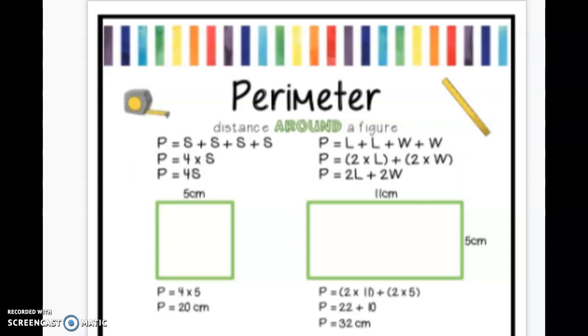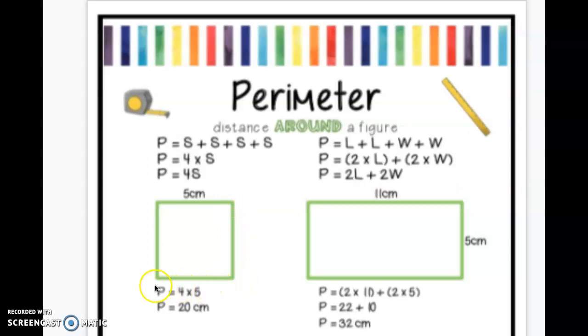Here I have an anchor chart that will be inside your lesson that you could refer to at any time, and it reminds us here that perimeter means that we are measuring the distance around a figure, we could say, around a shape. It is what you would measure if you wanted to put a fence around your yard. Okay, it's just the outside measurement.